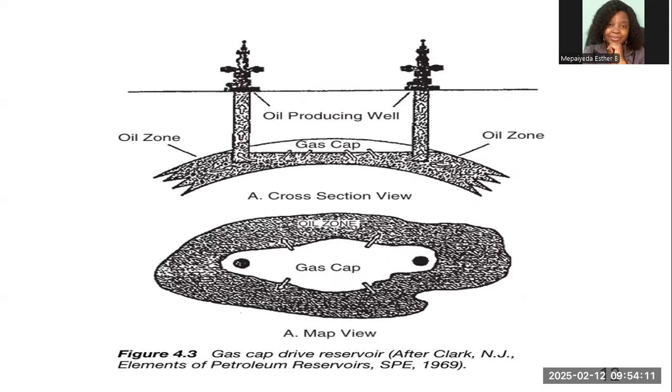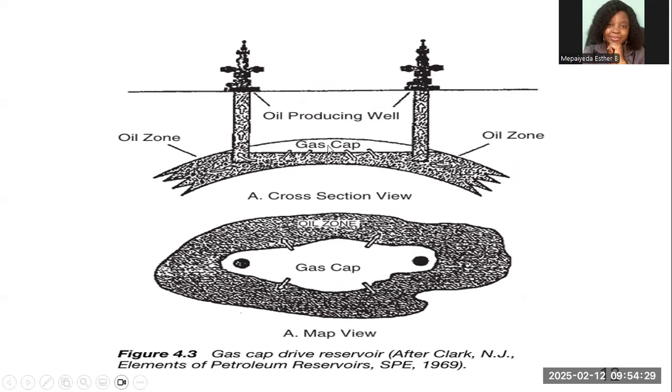And here you have the gas cap drive reservoir. This is the gas cap here in a map view. This is the gas cap and this is the oil zone. So as expansion of the energy of this gas cap occurs, what happens? It drives this oil to be produced to the surface.